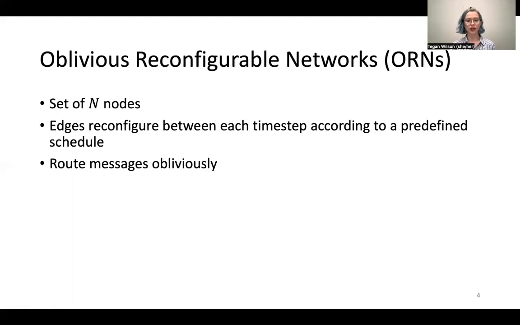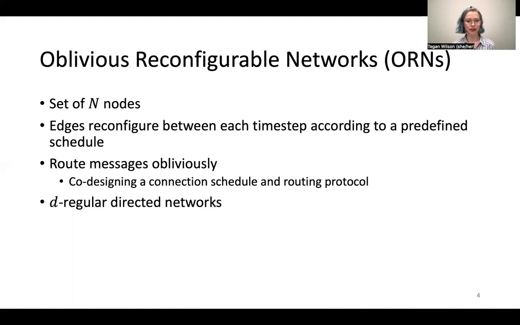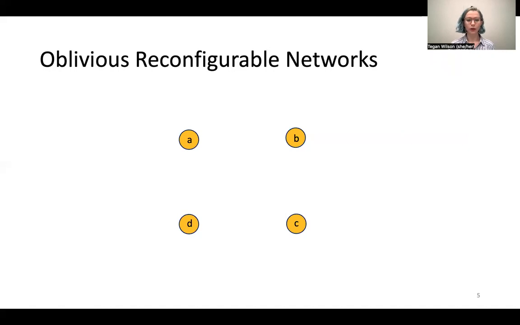Now note here that the connection schedule and routing protocol are both co-designed together, and they're both designed oblivious to traffic. And in our work, we'll be limiting to d-regular directed networks, where at each time step, the set of edges forms a d-regular directed network with the node set. And additionally, for this talk, I'll be limiting to just 1-regular directed networks. In our paper, we talk about how to extend the 1-regular result to d-regular for any constant d. So for example, take this set of 4 nodes. We could connect it in this way at time 1, in this way at time 2, and in this way at time 3. And we could have this schedule repeat periodically from here.